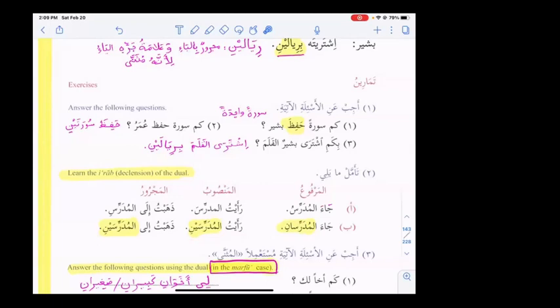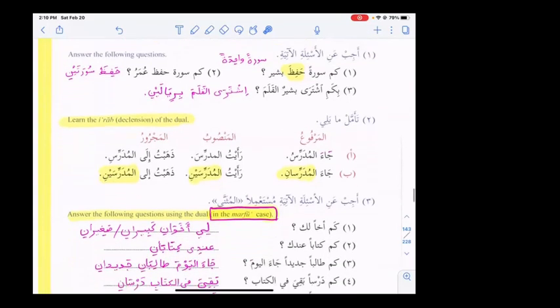Okay. And then dhahabtu, I went. Where did you go? Ila, to mudarrisayni. To two teachers. Ila is a harf jar. This is ism majrur. Is it majrur? What is the sign of its being majrur? Ya. Why? It is majrur bil ya li'annahu musanna, because it is dual.